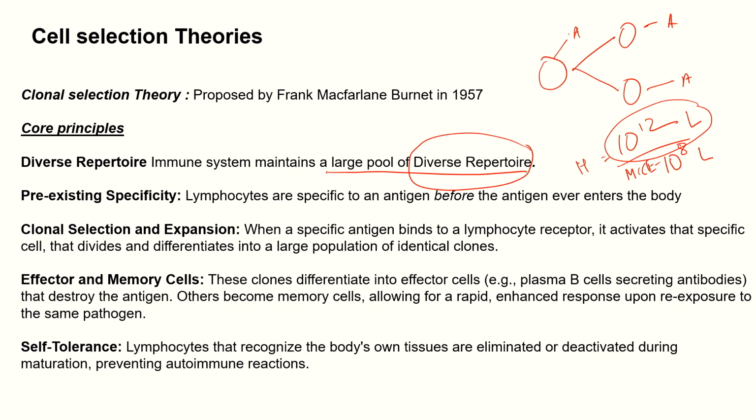The second one is pre-existing specificity. What does it mean? That the lymphocytes are specific to an antigen before the antigen has entered the body itself.